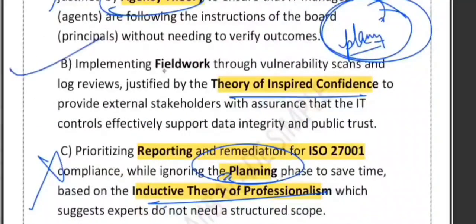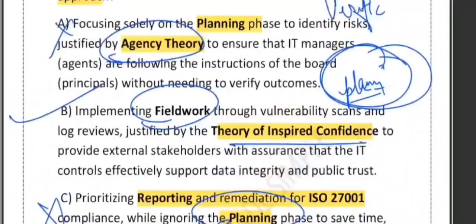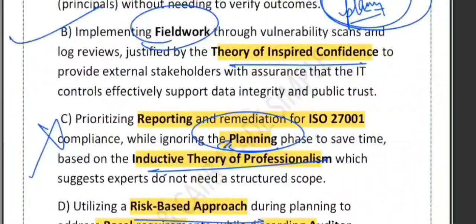Field work, which means testing controls via scans and logs, and independence with inspired confidence. These are the two major things. Option B is the correct one.